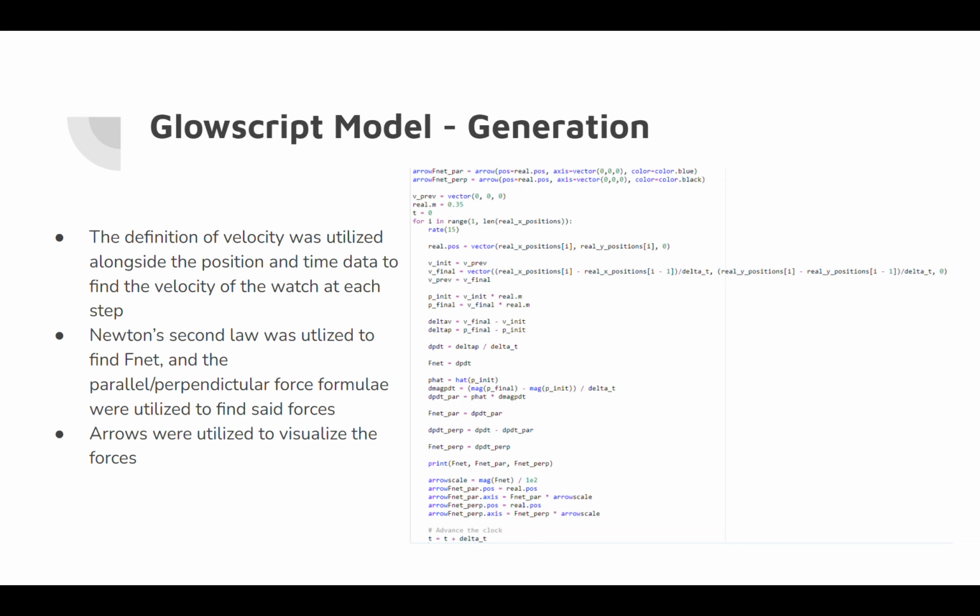And then I utilized Newton's second law to find F net, by doing the change in momentum over the change in time. Then I utilized the parallel formula to find the magnitude of the parallel force by taking the derivative of the magnitude of the momentum, or essentially the final momentum magnitude minus the initial momentum magnitude over time. And I found p hat, the direction of the change in momentum, and that effectively created the parallel portion of the force. Since parallel plus perpendicular equals net force, I was able to find the perpendicular force by subtracting the parallel force from the net force. And that's how I found the parallel and perpendicular forces.